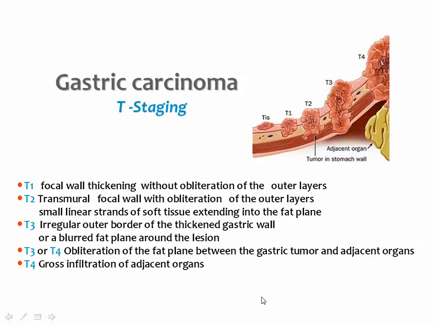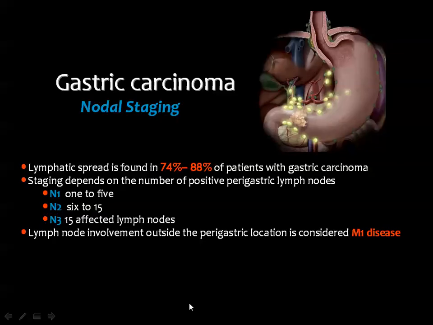For the staging of gastric cancer in early stages, endoscopic ultrasound will be of value. T1 shows focal thickening without obliteration of the outer layers, and T2 is a transmural focal lesion with obliteration of the outer layers. In T3, you get an irregular border with thickening of the gastric wall, and you may notice also involvement of the perigastric fat. And in T4, you can easily appreciate the extra-gastric infiltration of the tumor into the adjacent organs.